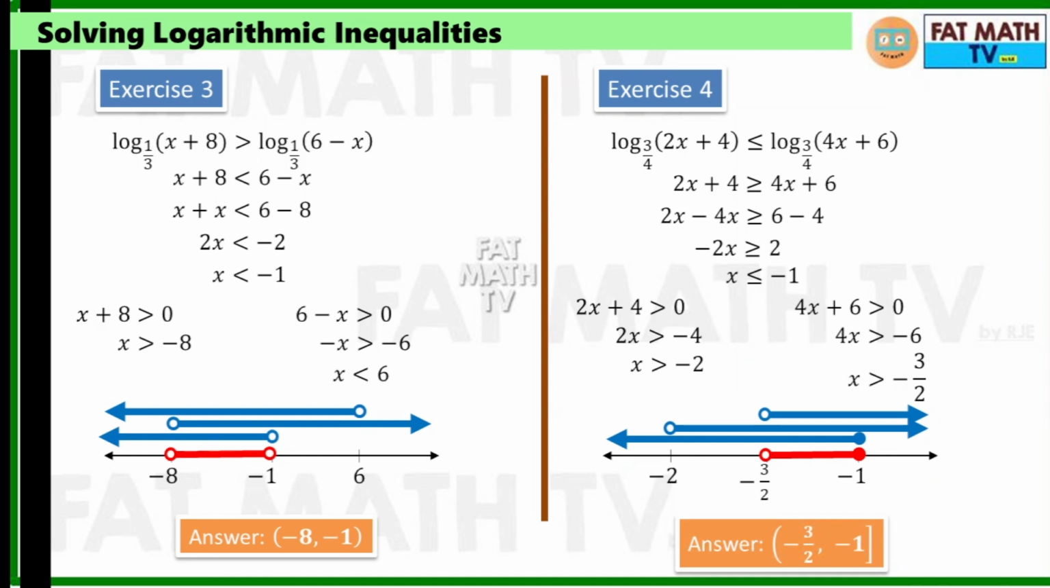So we have there, parenthesis, negative 3/2, comma, negative 1 with a bracket. Okay, so all numbers greater than negative 3/2 but less than or equal to negative 1 can satisfy the given logarithmic inequality.